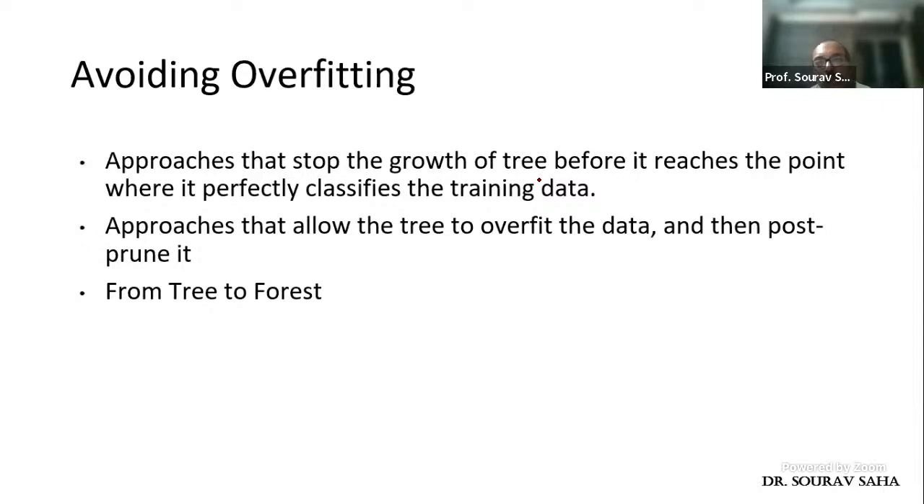Then there are 2 methods to it. One is that at the very beginning you say that, okay, I need this kind of height for the tree or this kind of accuracy for the tree, and beyond that I'll stop growing the tree. The other method is that you allow the tree to grow fully, and then after the tree is fully grown, you start pruning the tree, right? So post prune it.